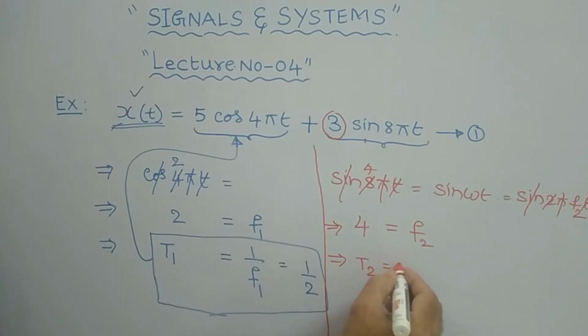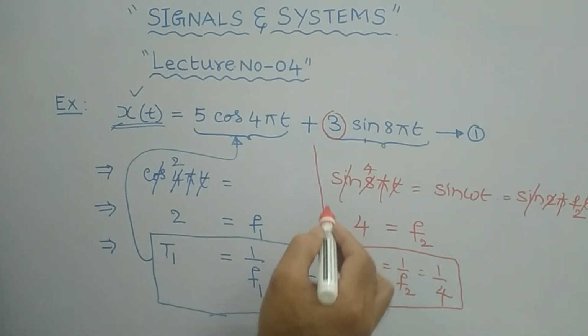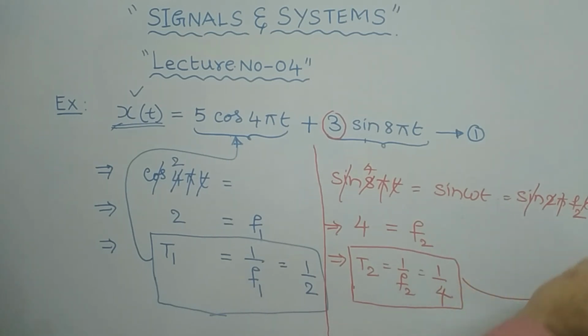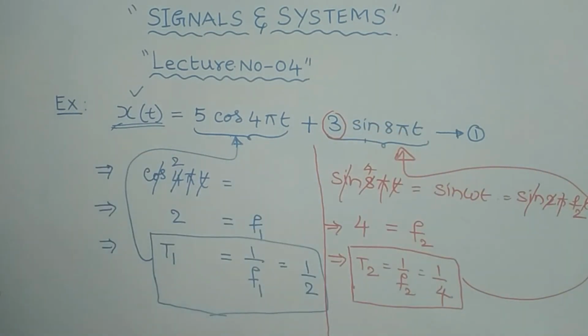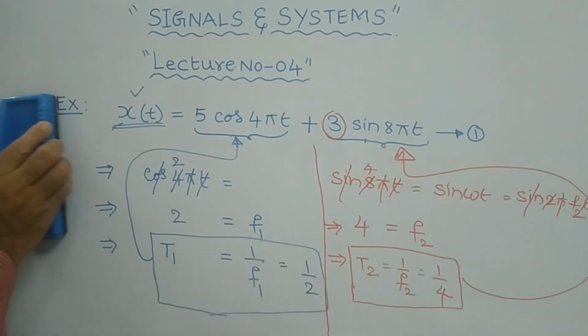And this implies T2 is nothing but 1 by f2, which is 1 by 4. This is what the time period of the second portion is. Clear? So you know the T1 value, and similarly you know the T2 value also. So take the ratio now. What is T1 by T2?